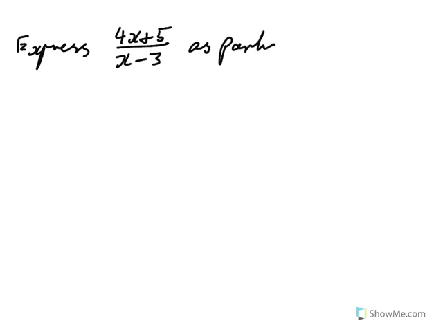Okay, so there's a whole bunch of different forms that the fraction can be in. So one of them is like this: 4x plus 5 over x minus 3. Now you'll notice with this one, the degree of what's on the bottom and the degree of what's on the top are the same. So whenever that's the case, or in fact the degree of the numerator is larger than the denominator, you have to divide it out.